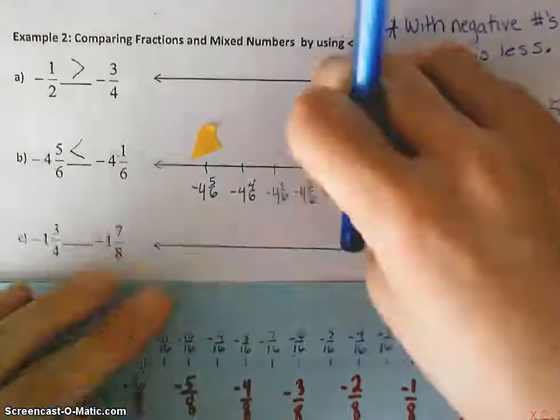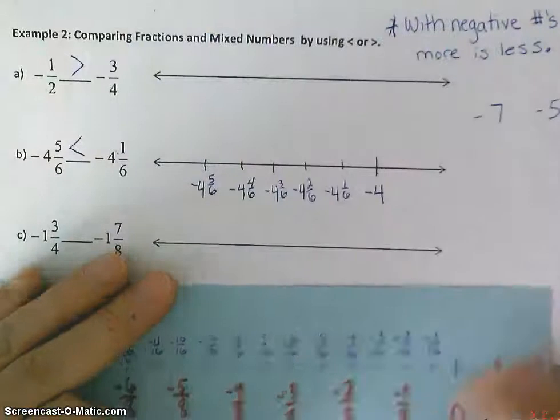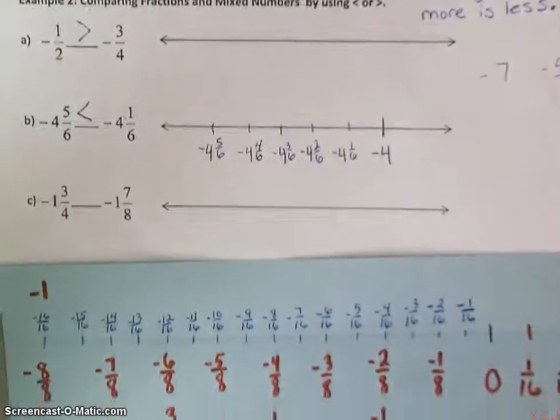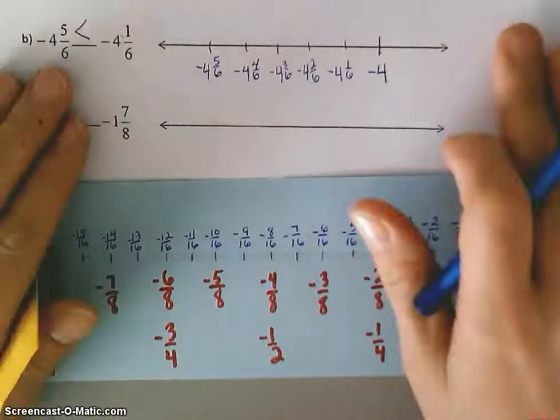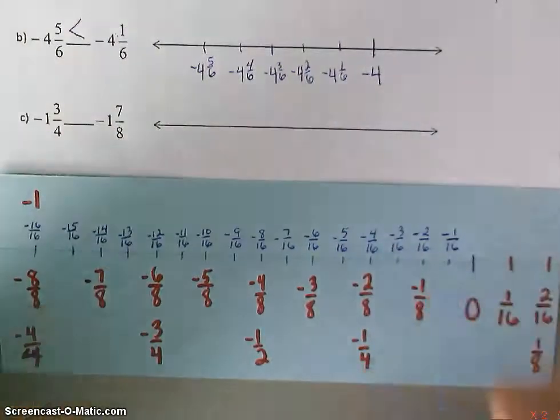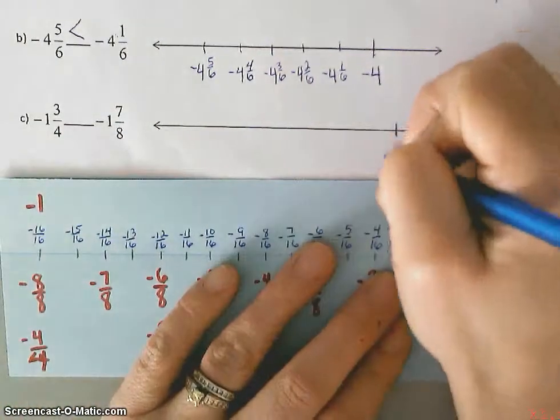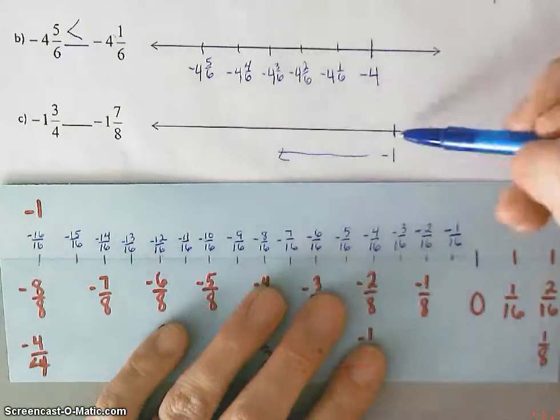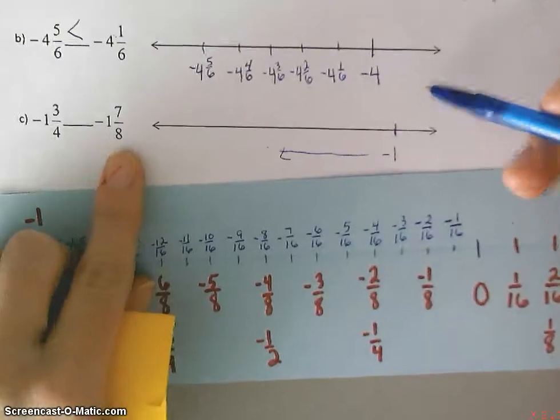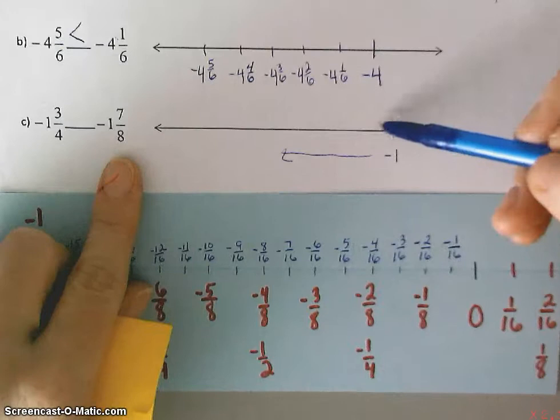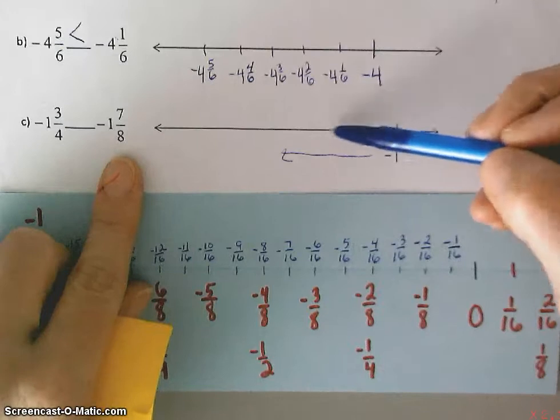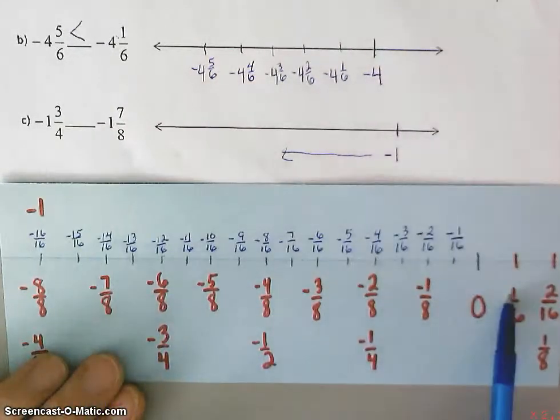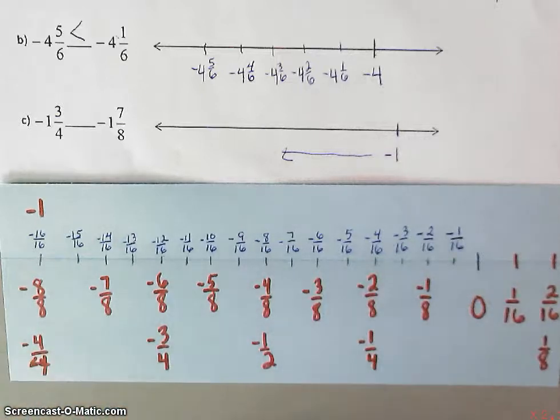All right, so now let's take a look at our third one here. I have -1 and 3/4 and -1 and 7/8. Well, if I were to compare on a number line, here would be my -1, and I would want to use my eighths. So I had -1 and 1/8, 2/8, 3/8, 4/8. But if you look at our nice number line that we've already created, I already have the eighths in there.